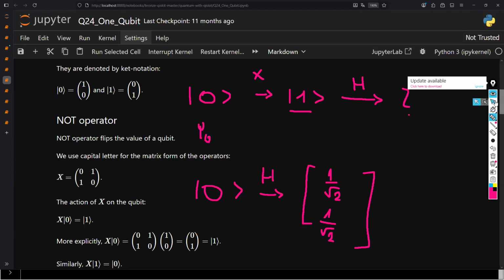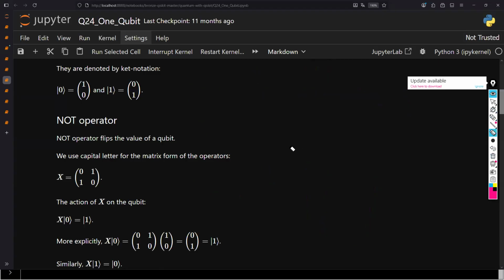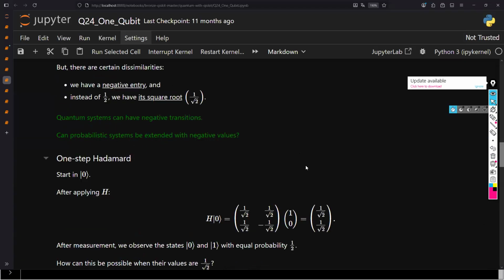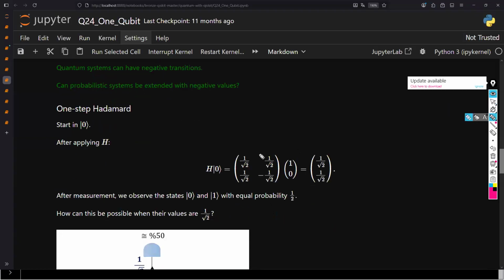So what will happen here? Recall that I said when we have 0, 1, we can copy the second row of the matrix. But what is the second row of the matrix? The second row of the matrix in Hadamard is this one.